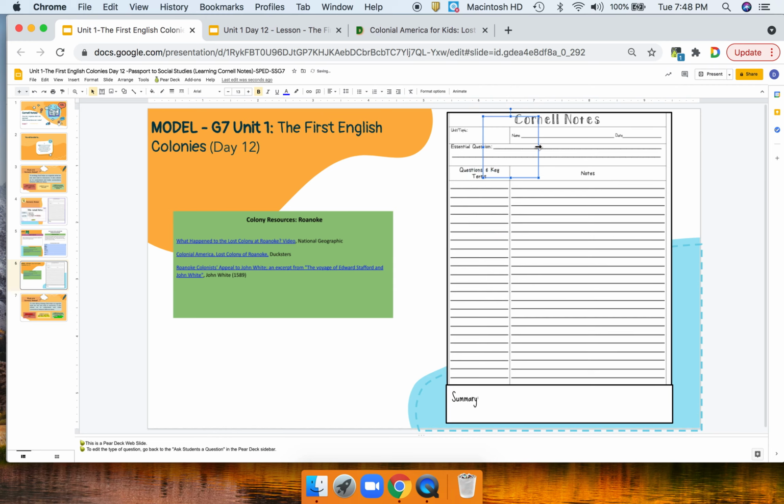For example, I can create my own guiding question, such as, what was the lost colony of Roanoke? And that's what I'm going to do. What was the lost colony of Roanoke? And this question is going to help me understand what kind of information I'm looking for, because I want the most accurate information possible.